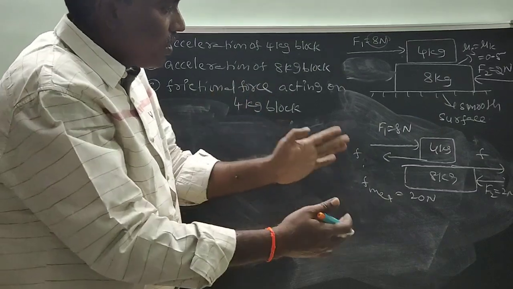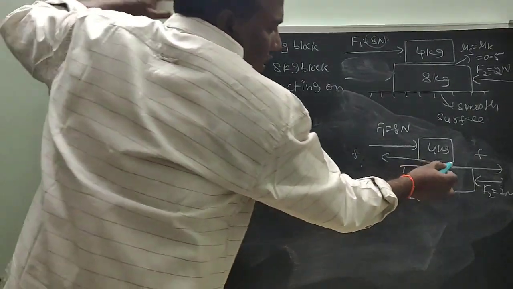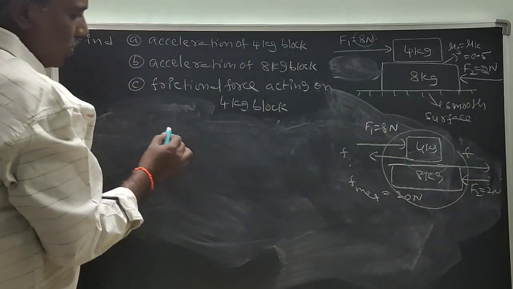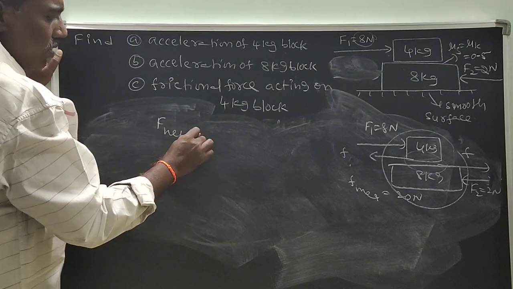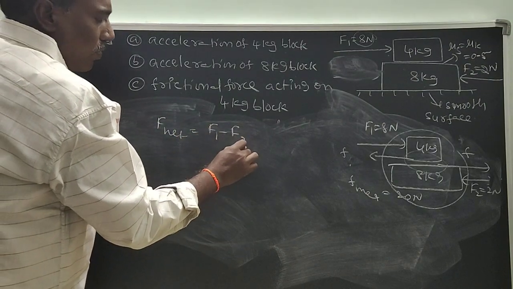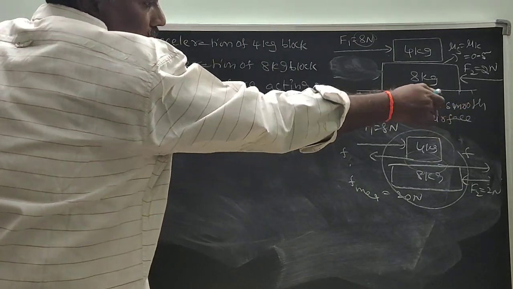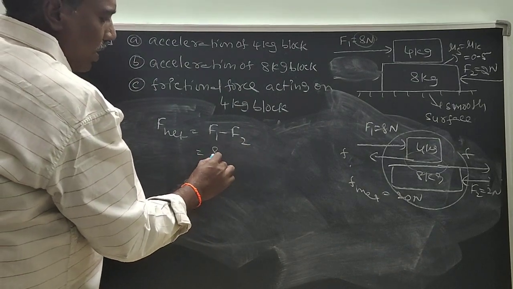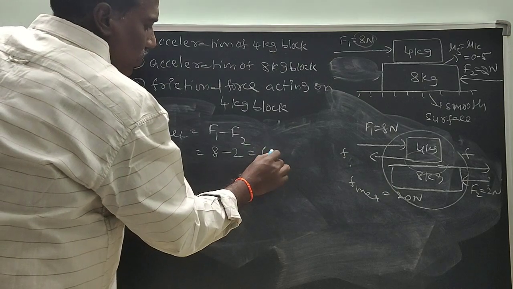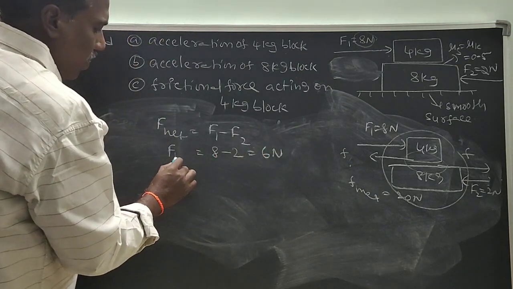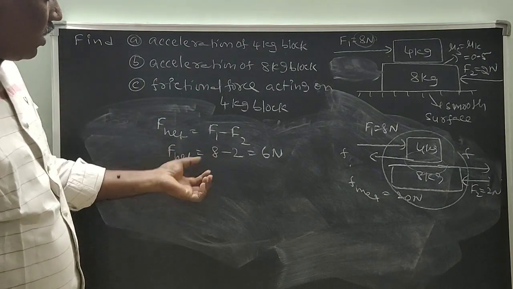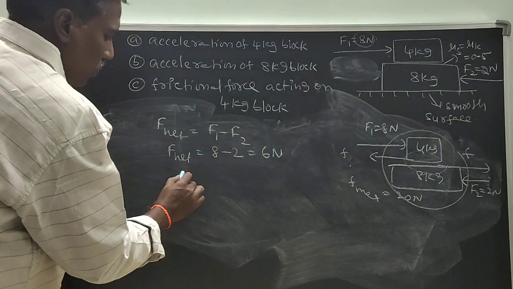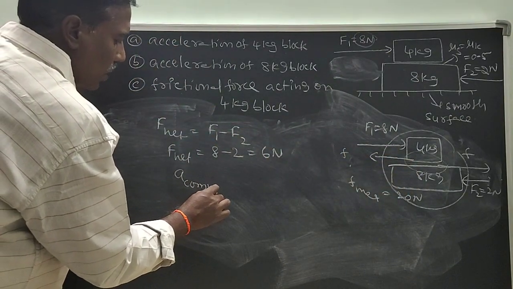What is the net force acting on the system? Here this frictional force is an internal force. For this total system, the net external force is F net is equal to F1 minus F2. F1 is towards right, F2 is towards left. F1 is 8 Newton, 8 minus 2, 6 Newton. This is the F net. With this force, the acceleration produced in this system is known as the common acceleration.